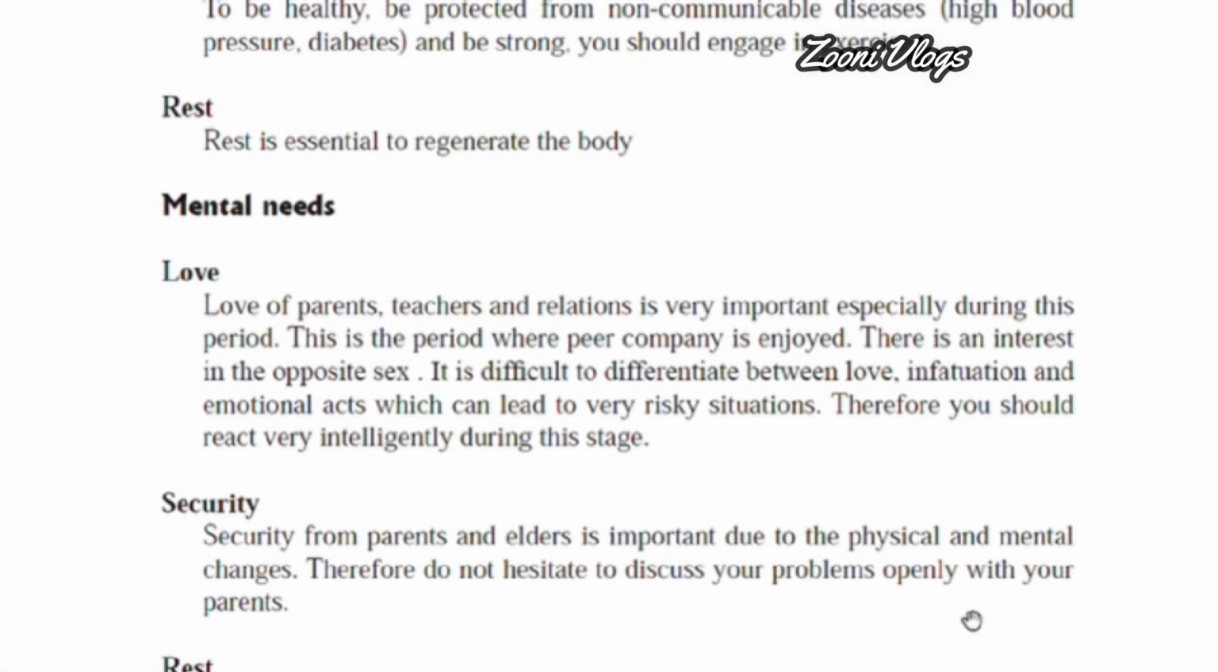This is the period where peer company is enjoyed. Now just think like this, because some students used to eat together with their peers and with their friends. Then they enjoyed their own food. So love of parents, teachers and relations is very important, especially during this period. This is the period where peer company is enjoyed. So while they are having their lunch also, they are enjoying.